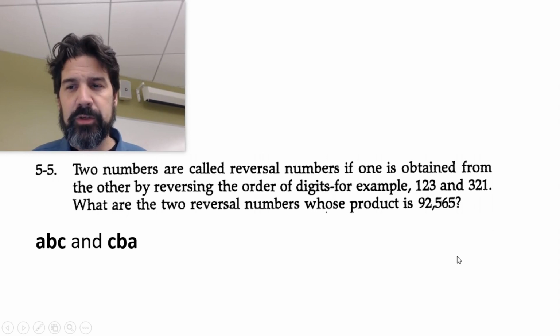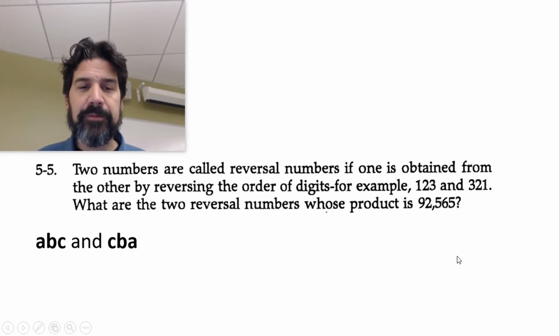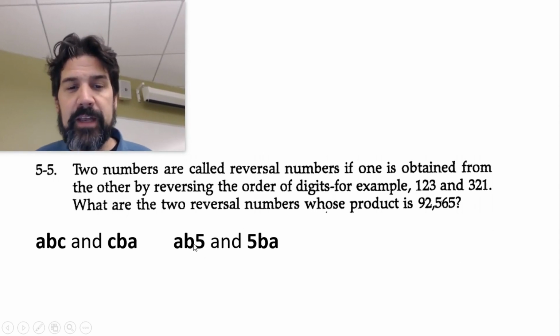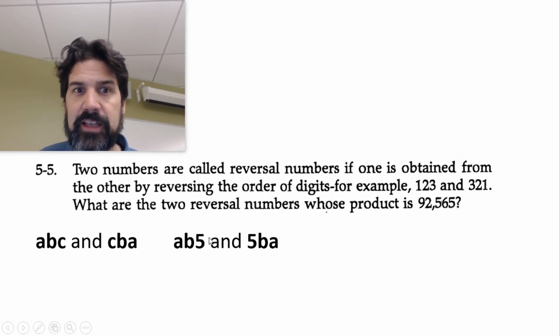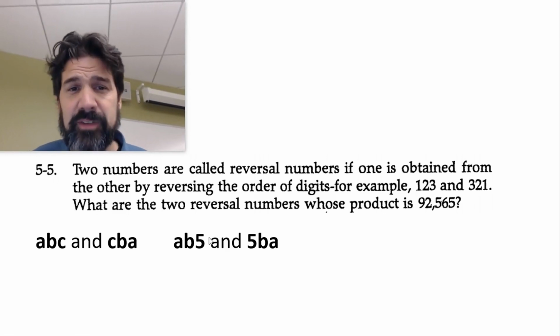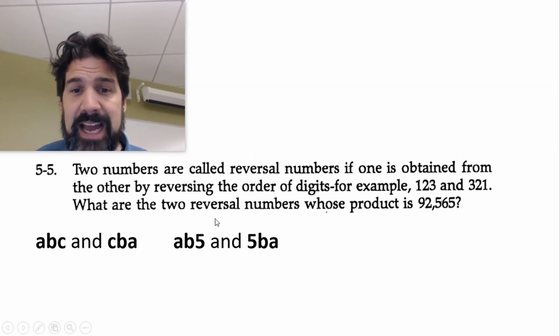I feel like the problem hints at that too. But we know one of them has to end in 5, so I'm going to put 5 in the C slot. So I have AB5 and 5BA, where B and A both represent digits. And now, since this has to be in the 500s, I can find out, instead of just trying to guess and check A and B, because there's a lot of possibilities for that, 90 actually.